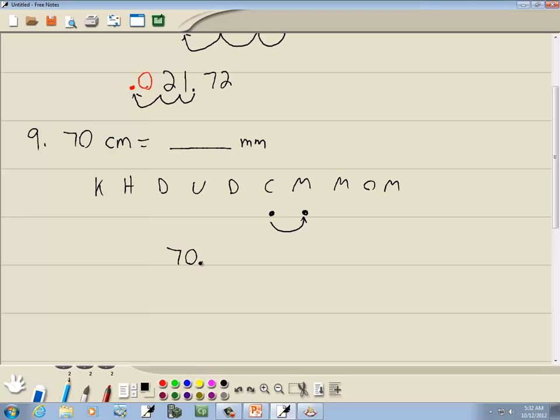Well, if I were to put a decimal place, it'd be right after the 70 there. So one place to the right would be here. So that's our new location of our decimal. And I put a 0 here for this missing one. So this would be 700 millimeters.